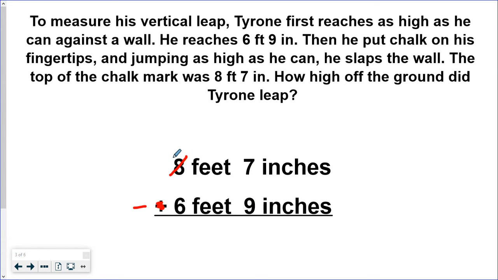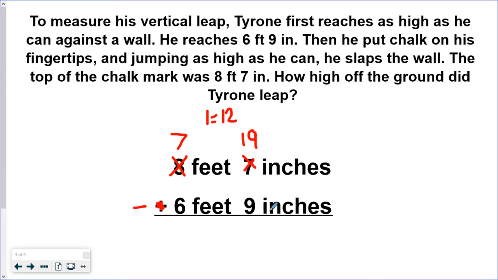So I'm going to borrow 1 foot here from 8, and now I'm left with 7 feet. And now I'm going to take that 1 foot and convert that 1 foot into inches. And hopefully we remember that 1 foot represents 12 inches. So I'm going to take these 12 inches and add them on to the 7 that's already there. So I have to convert feet to inches, and I know that there are 12 inches in 1 foot. So I'm going to add the 12 inches onto the 7 inches. Now this is going to leave me with 19 inches.